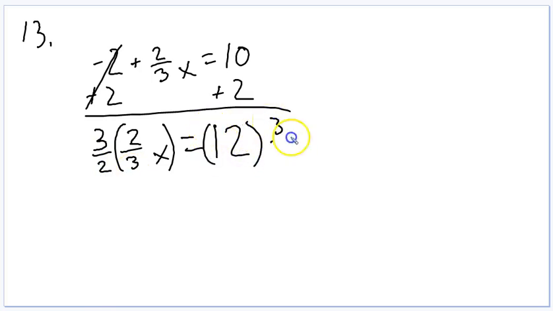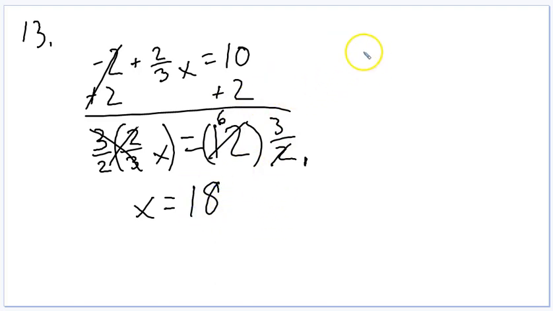Same thing over here. So these cancel out, these cancel out. Well, they simplify. We get x all by itself. I'm going to simplify. The GCF of these two would be 2. So that becomes a 1. This 12 becomes a 6. 6 times 3 is 18.